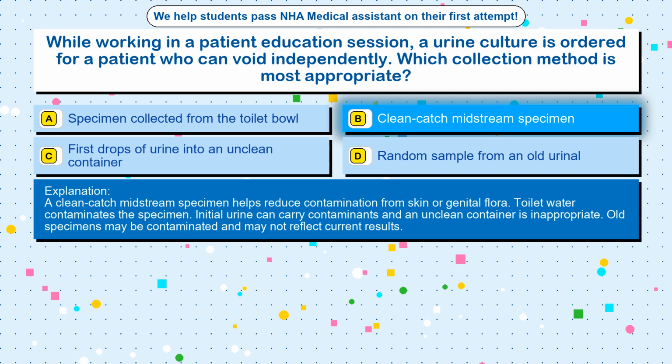A clean catch midstream specimen helps reduce contamination from skin or genital flora. Toilet water contaminates the specimen. Initial urine can carry contaminants and an unclean container is inappropriate. Old specimens may be contaminated and may not reflect current results.